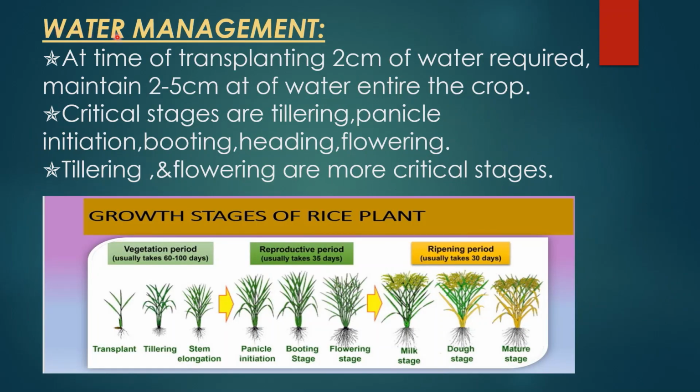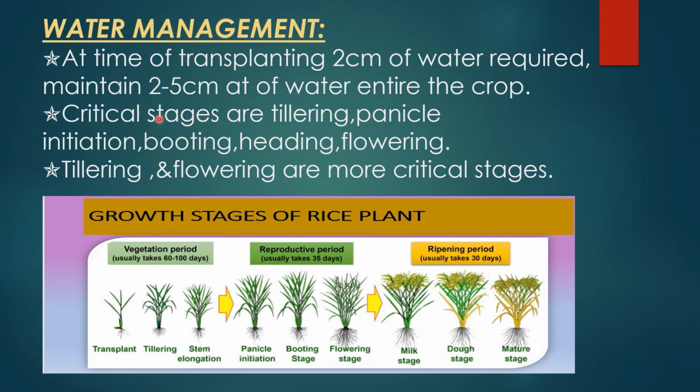We see the water management of paddy crop. Mainly, paddy requires a high amount of water. It requires approximately 1200 mm of water over the entire crop. At the time of preparation of land, it requires water. At the time of transplanting, it requires 2 centimeters of water. And we have to maintain 2 to 5 centimeters of water throughout the crop.